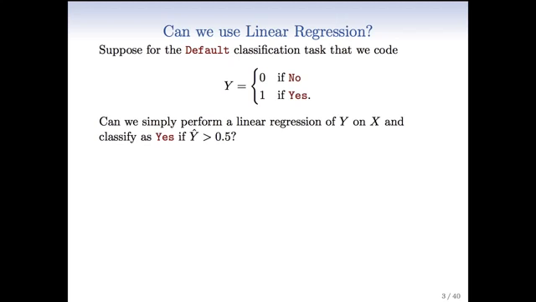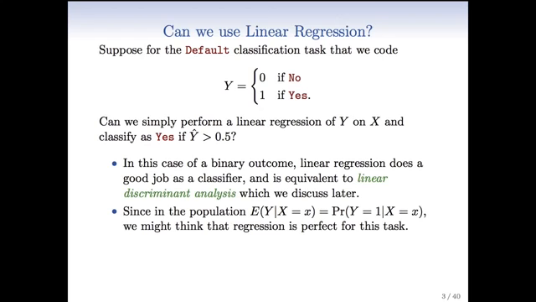Okay, well, one question we can ask is, can we use linear regression to solve classification problems? It seems like we may be able to. So suppose for the default classification task that we code the response 0 if no default, 1 if yes default. It's somewhat arbitrary, but 0 and 1 seems sufficient. And then we could simply perform a linear regression of y on x, with x being the two predictors in this case, and classify as yes if y hat is bigger than 0.5, 50%. I mean, 0.5 is halfway between 0 and 1. It seems like a reasonable idea.